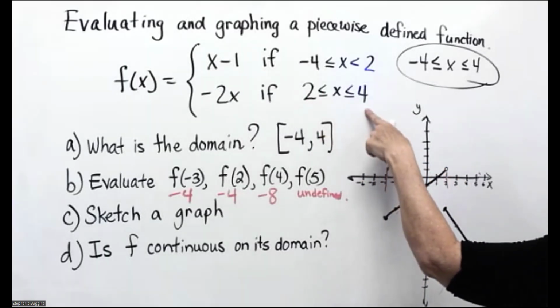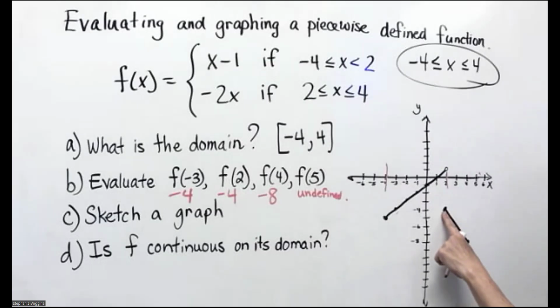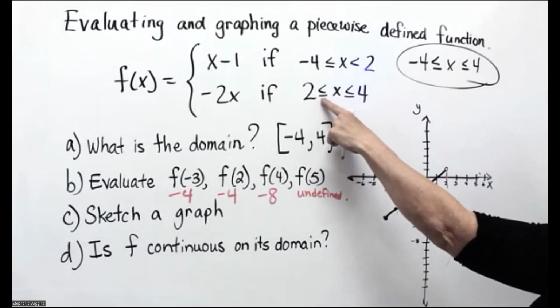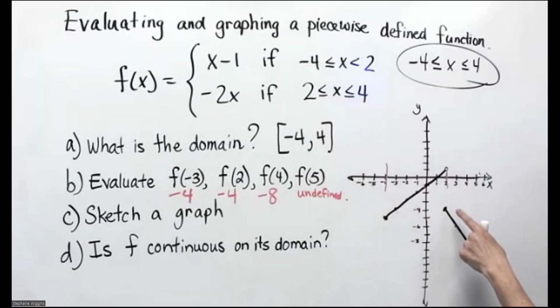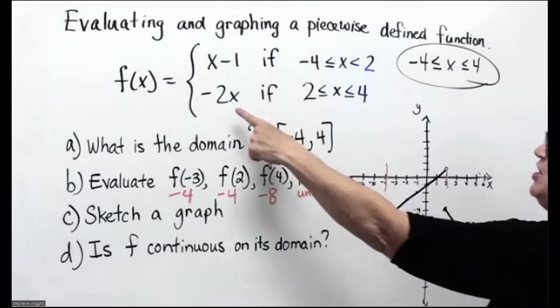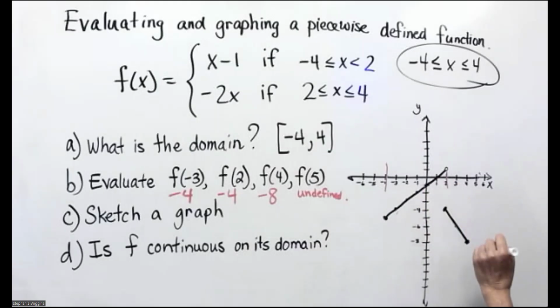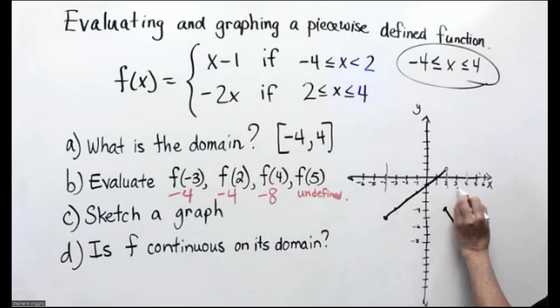Then from 2 to 4, including 2, so I've got that circled in, colored in here, and here it's colored in as well, because I want to include the endpoints, because you can see x is equal to 2 and x is equal to 4. So I am going to evaluate the function at those points. And this is the function -2x. You can see that if I extend that out, it passes through the origin. But we're only graphing this piece from 2 to 4. So that's how it looks.